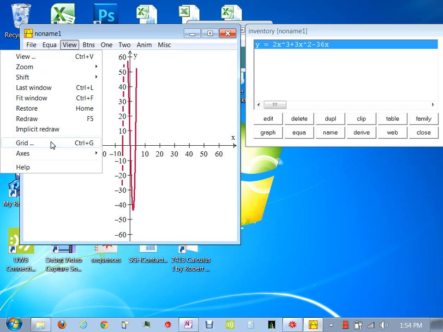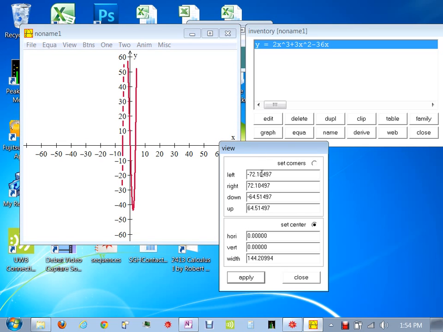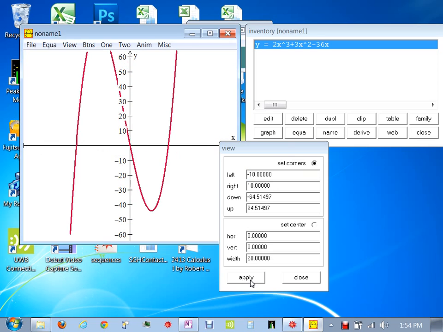Here we go. Let me try. Remember last time we did this? This sucked. Let's try it again. I don't know why it didn't work last time. What was our maximum? Was it 81 or something like that? So I'll make it 90.